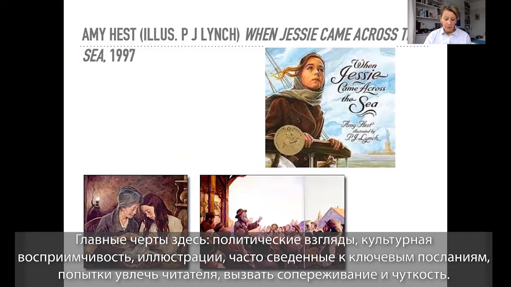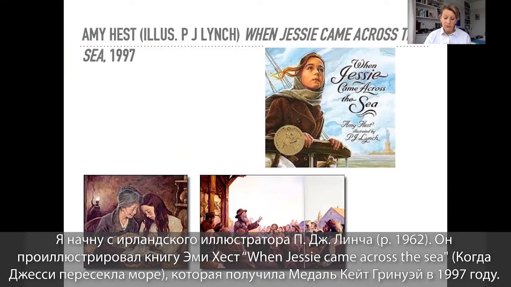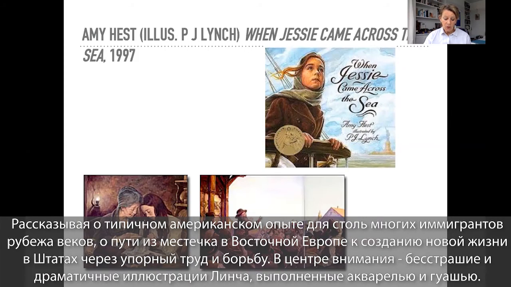I'm going to start with the Irish illustrator P.J. Lynch and his illustrations for Amy Hest's When Jessie Came Across the Sea, which won the Kate Greenaway Medal in 1997, telling the story of the archetypal American experience for so many turn-of-the-century immigrants, the journey from a shtetl in Eastern Europe to the making of a new life in the States through hard work and struggle.